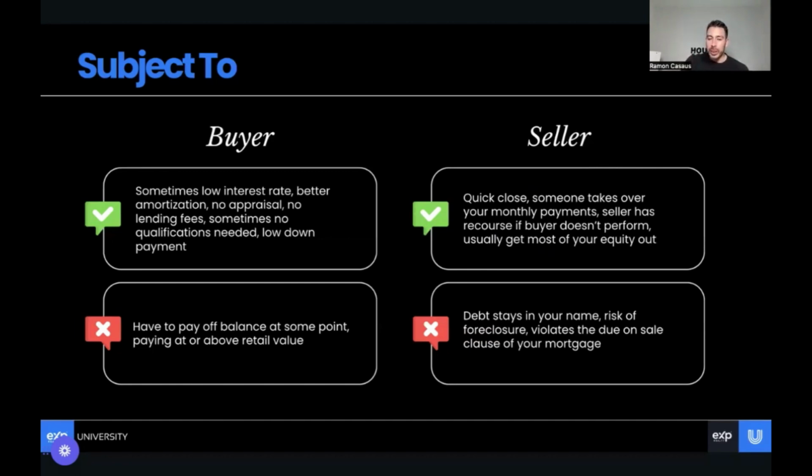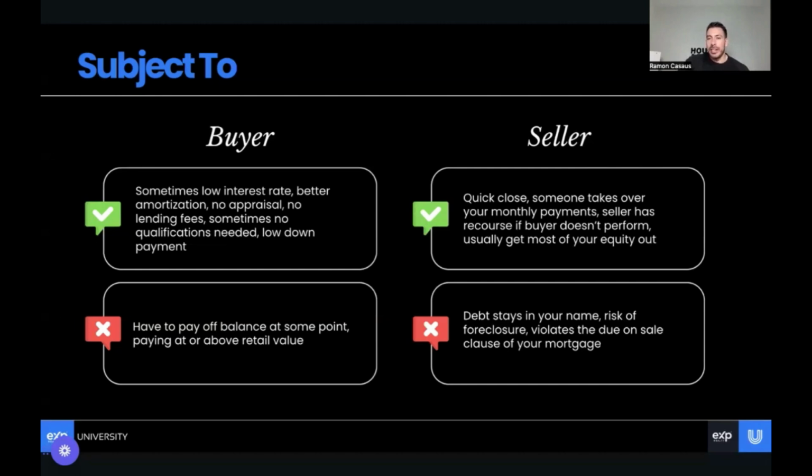Now, let's jump into the cons. Number one, the debt stays in your name. Arguably, probably the biggest con is that the debt still is in your name. So if you were to sell your property on subject to and then go try to get qualified for another mortgage, that payment and that debt is going to count against you on your debt to income ratio. That poses a problem for a lot of people. So you have to know the debt does technically stay in your name.